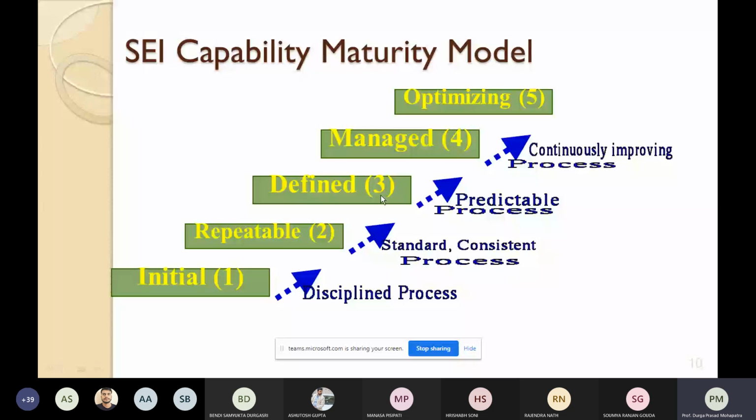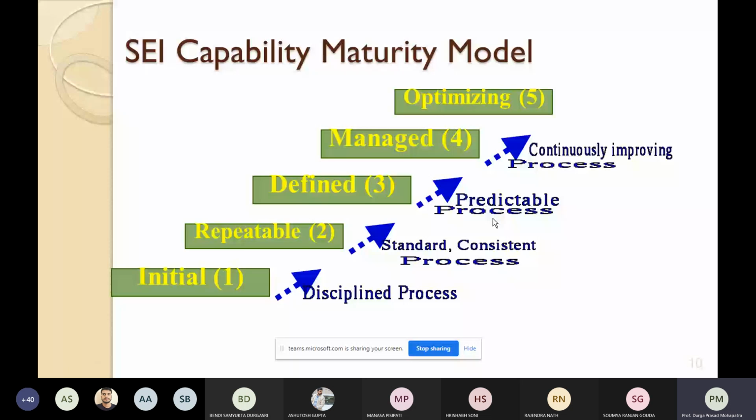Now, suppose your organization is evaluated as level 3, or the defined level. How can you move to the next higher level? If you can predict the process. If your processes are predictable, then you can go to the next level, that is, managed.